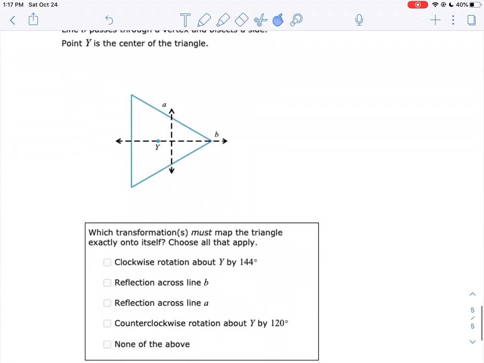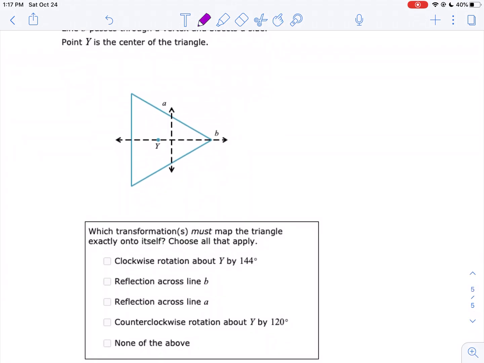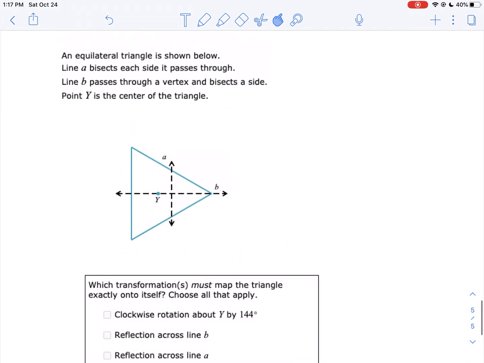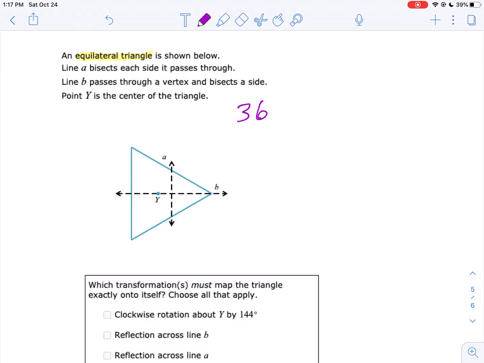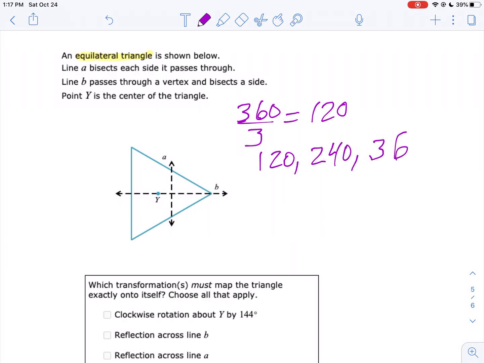Let's take a look at a triangle here. Now this is an equilateral triangle because they told you that in the directions. So we'll do the same thing we did on the others to figure out the rotations through the center. I take 360 divided by 3 because there are 3 points. So I get 120 degrees. So a rotation of 120, 240, and 360 would map the triangle onto itself. 144 is not a multiple of 120, so not that one.